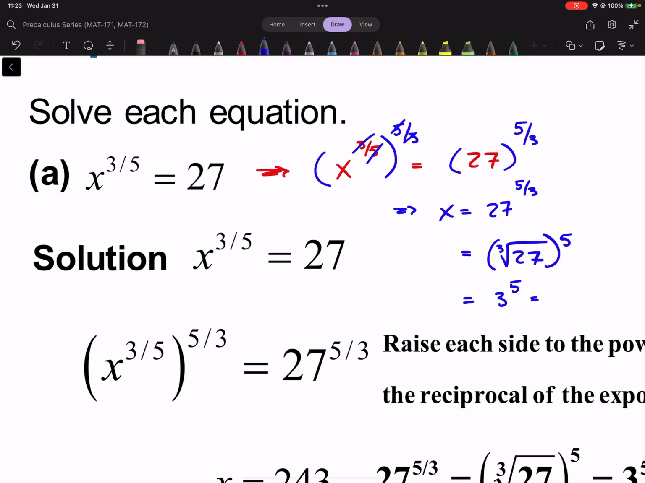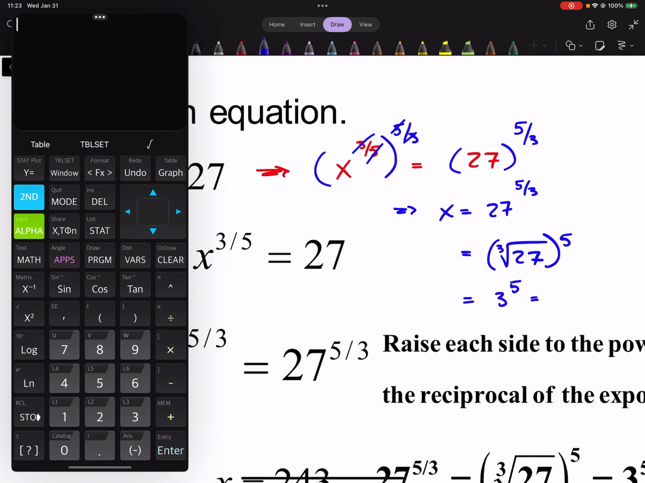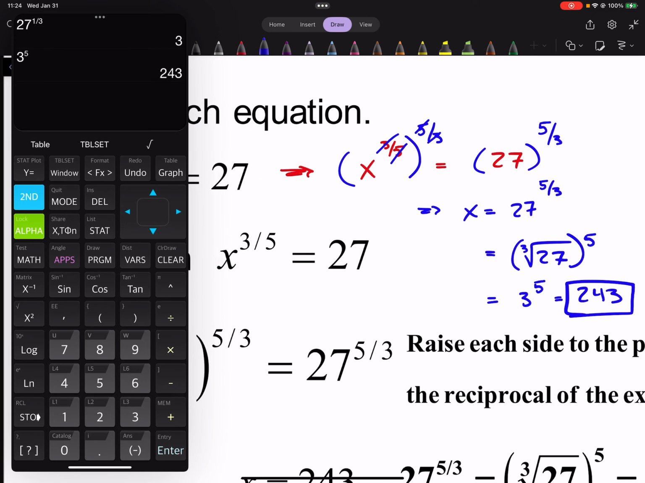You can also do this with your calculator. If I want to take the cube root of 27, I'm going to take 27 and raise it to the power of 1/3, and I should get 3. Since I'm here, I can go ahead and raise 3 to the power of 5, and that's going to give me 243 for that solution. You can also raise 27 to the power of 5/3 here, because the point of this problem isn't whether or not you have to do this in your head. The point of the problem is, do you understand the power property?